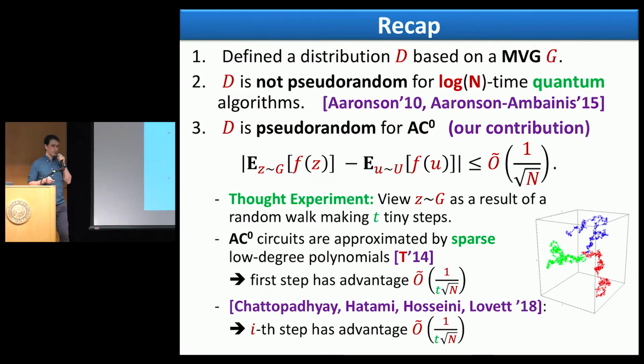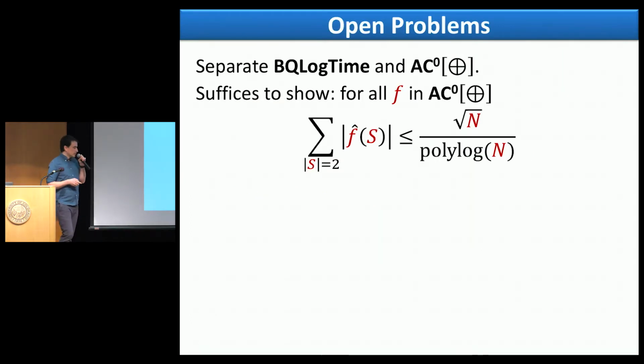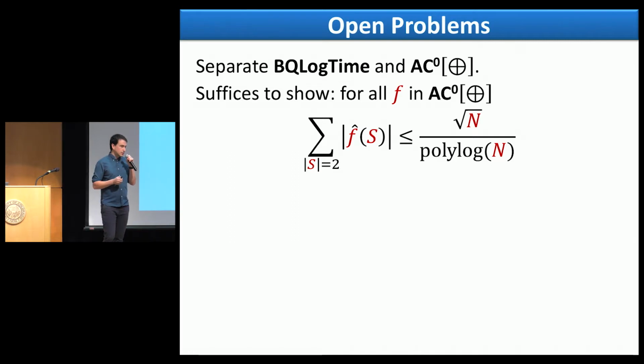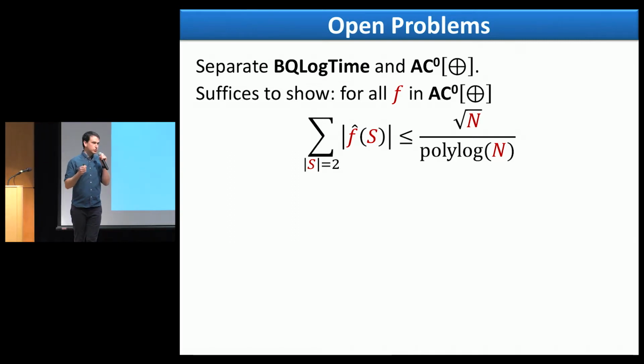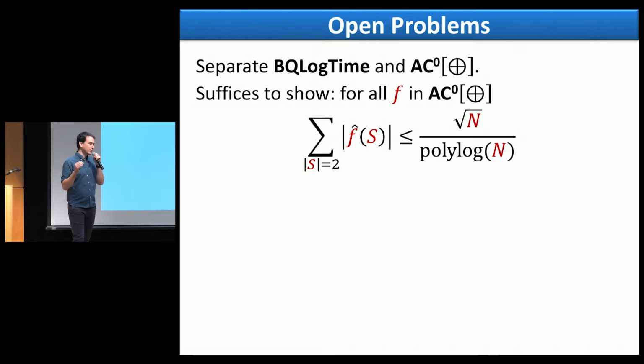I want to mention one open problem that I'm interested in. So you can try to take this separation and get a better separation to show that actually this correlation cannot be even computed by a class of circuits that have OR gates, AND gates, and parity gates. And the only missing piece here is a Fourier bound. So you just need to show that for all functions within this class of circuits, if you look at the sum of Fourier coefficients of sets of size 2, this is at most square root n over polylog n.